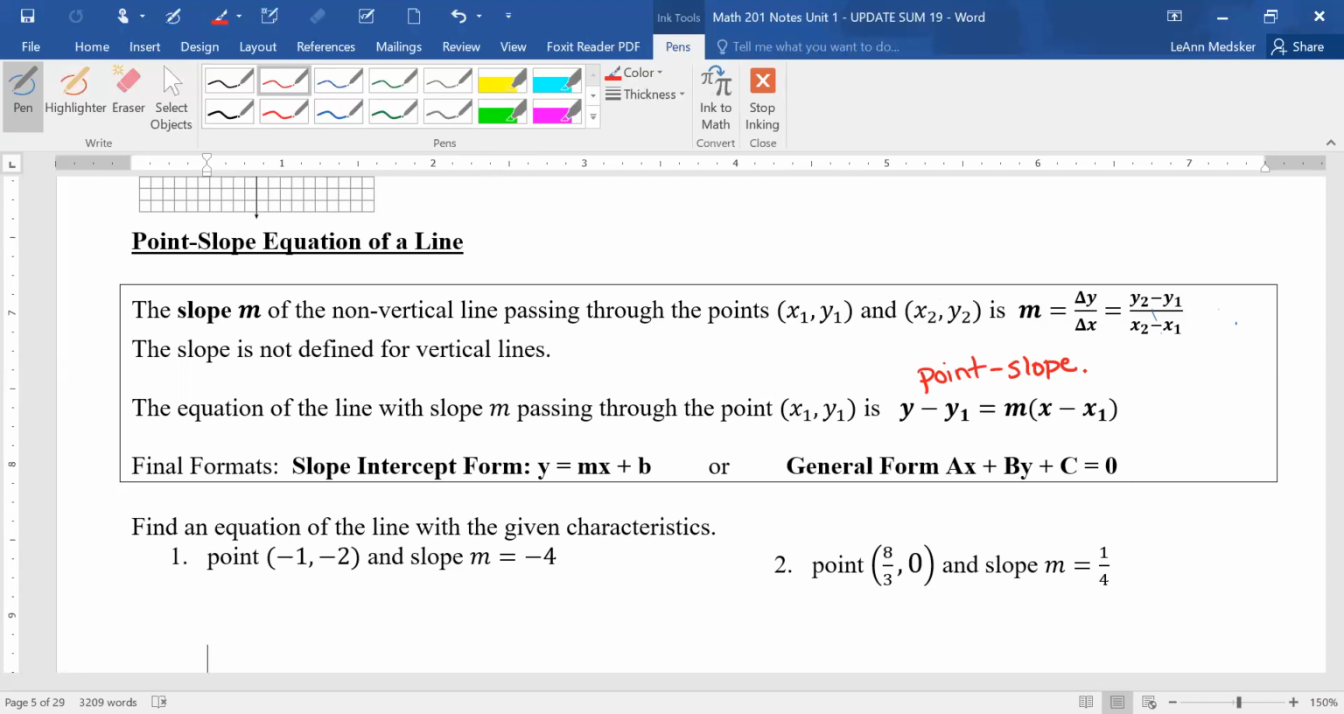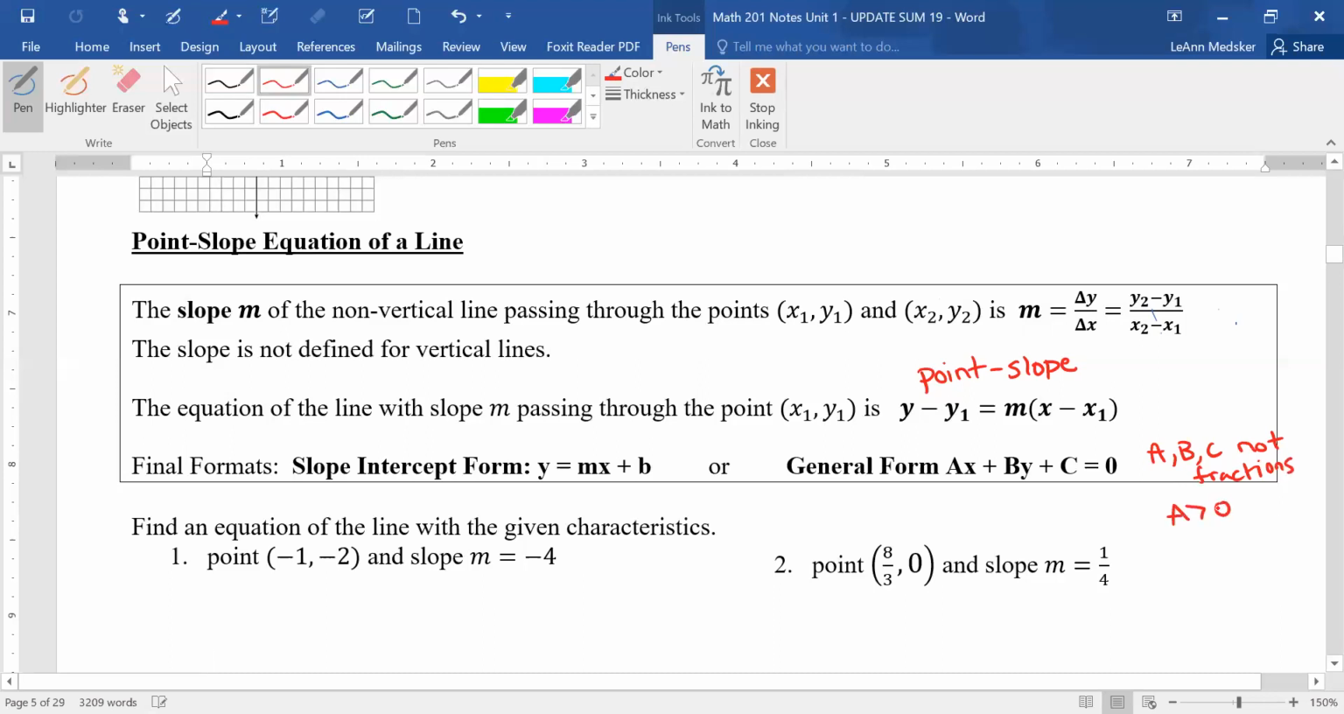And general form is everything's on one side, and there are some specific things you need to do in this one. In this one, a, b, and c are not fractions. That's one rule. And usually they want a to be greater than 0. It's not always required in every single textbook, but that's a standard condition. Now, you can have fractions in slope-intercept and in point slope, but they do not allow them in general form. And notice it's the constant in front of x plus the constant in y plus the constant that has no variable. So that's the order that it needs to be written in.